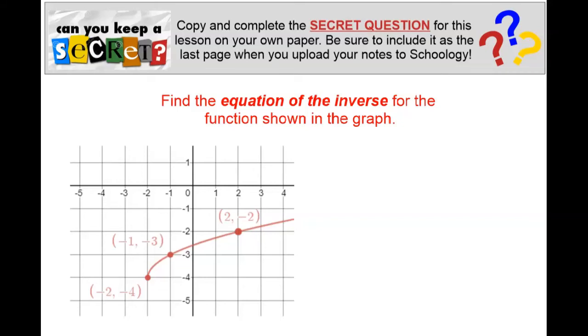Okay, and this brings us to the secret question for our lesson on equations of inverses. So for the secret question on your own piece of paper, you're going to find the equation of the inverse for the function that's shown in this graph. So you're going to be putting together the skills that we learned from our last lesson on transformations of functions, where you learned how to write the equation of this graph, and then combine that with what we just learned in this lesson on how to take that equation of the function and come up with its inverse equation.